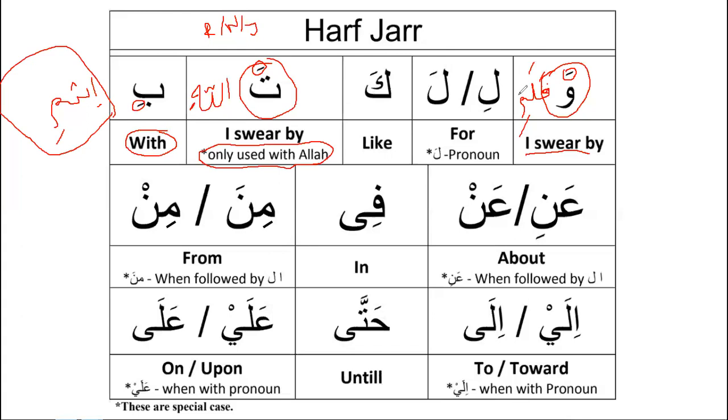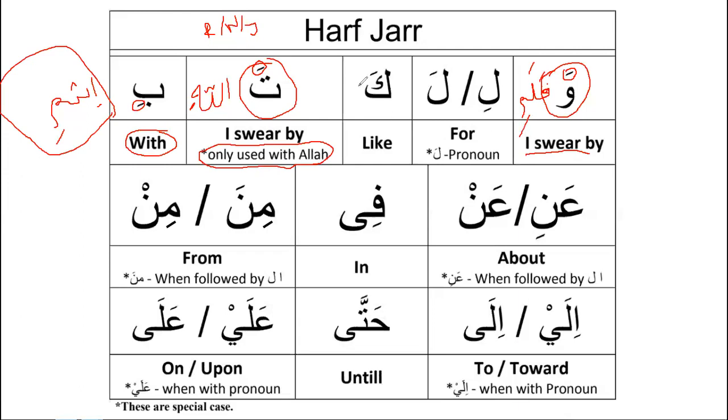Harf jar makes the next word jar, and it has its own meaning. Ba always comes as b and means with, and it makes the next ism in jar status. All of these harf make the next word jar. Ta means I swear by, and is only used with Allah. Wa means I swear by, but it can be used with anything. In the Quran, Allah says wal asri. Why asri, and not asra or asru? Because of wow. Wow makes the next word jar.